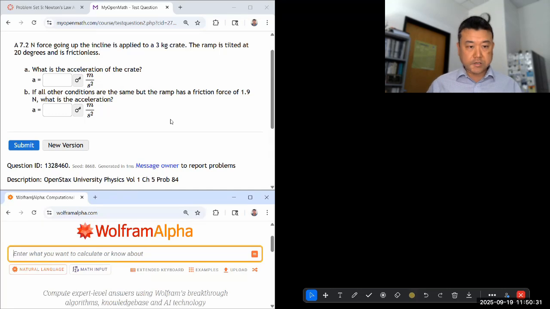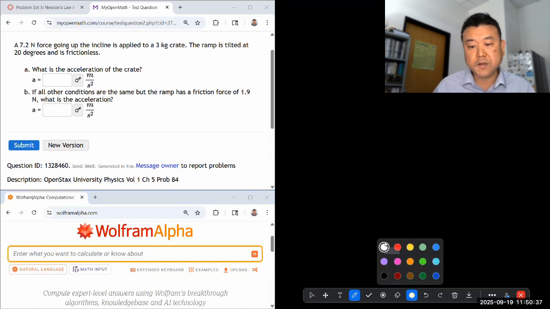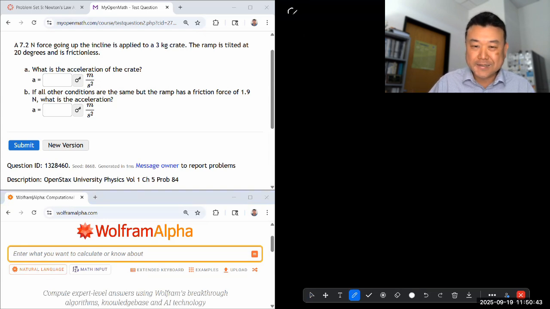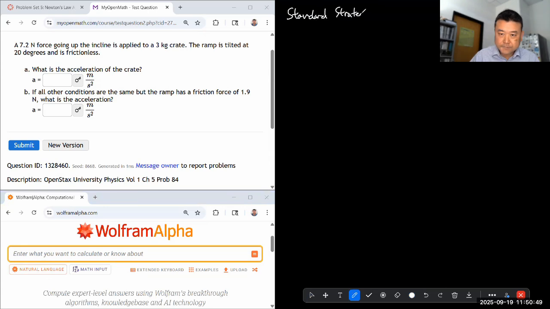All right, so let's do this question. This question looks like an inclined plane. So let me start by writing down the steps of the standard strategy, just as a kind of reminder and reinforcement through repetition. The standard strategy is a 4-step strategy that we teach.